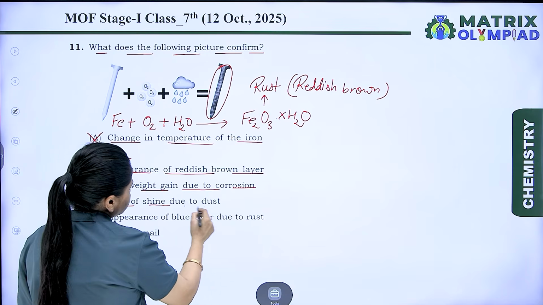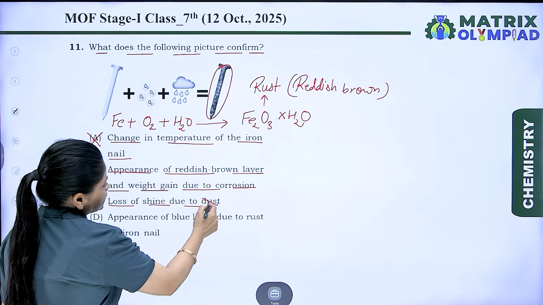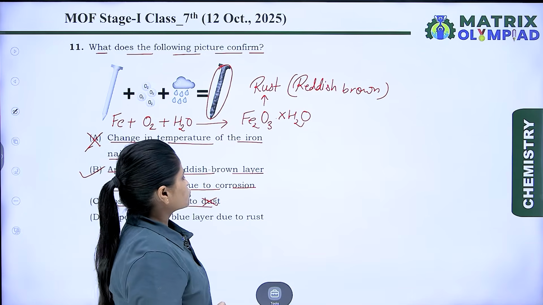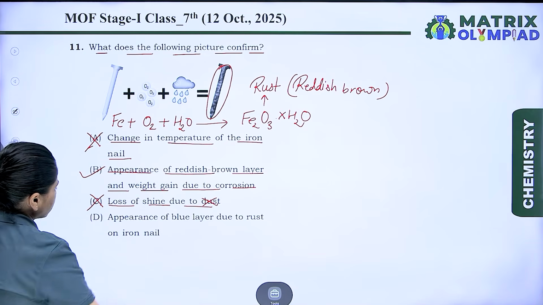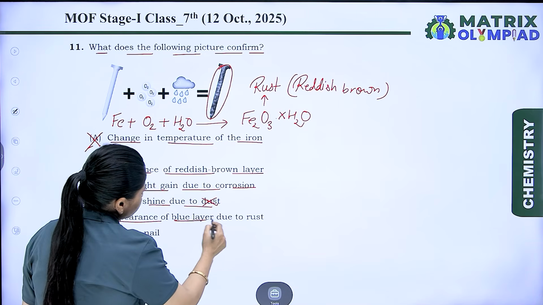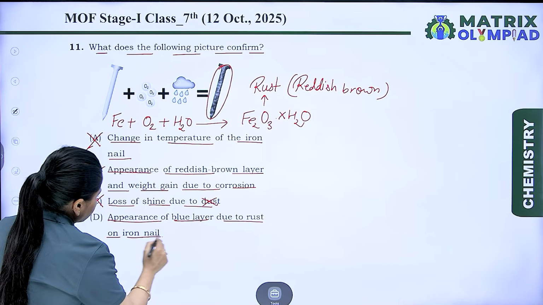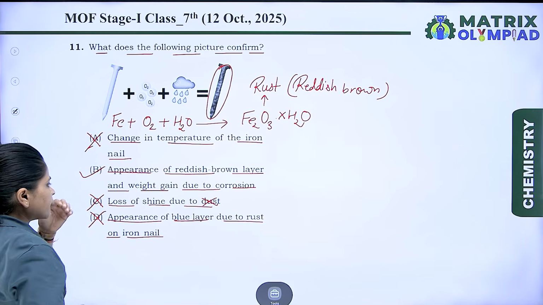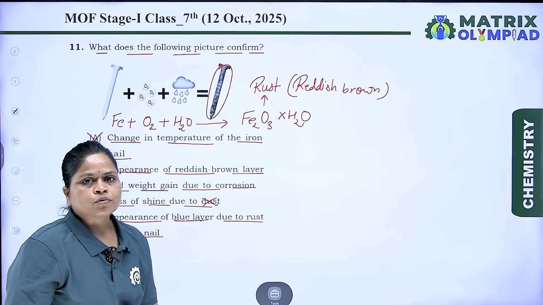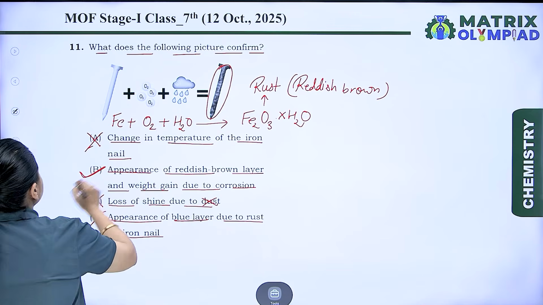C. Loss of shine due to dust. No, it is due to the rust. So option C is wrong. D. Appearance of blue layer due to rust on iron nail. No, it is a reddish brown layer, not blue. So the correct answer is B.